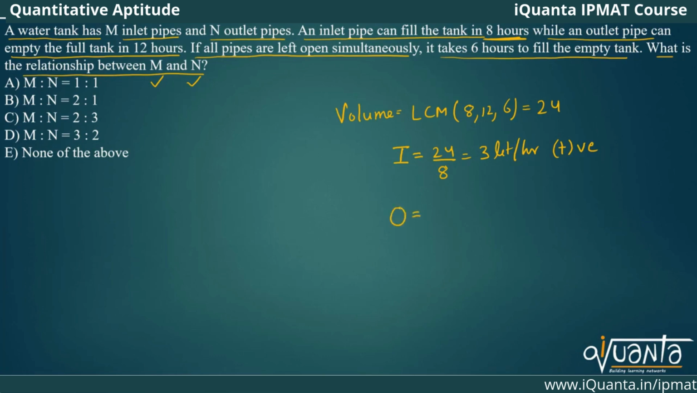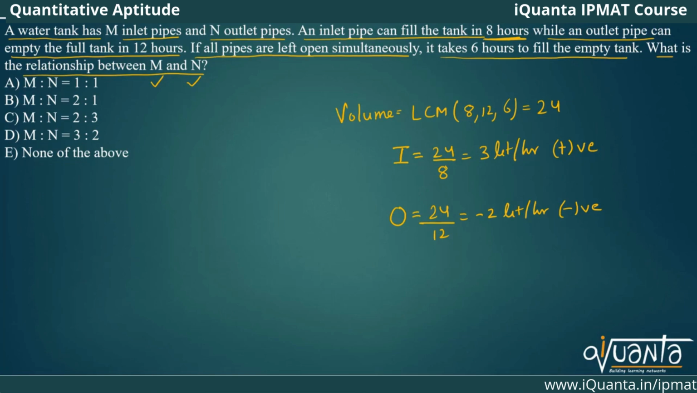So if we talk about the outlet pipe over here, it is taking 12 hours to empty the full tank. So the full tank's volume is 24 and it is taking 12 hours. So minus 2 liters per hour, taken as negative because it is an outlet pipe. This will be the efficiency of the outlet pipe.